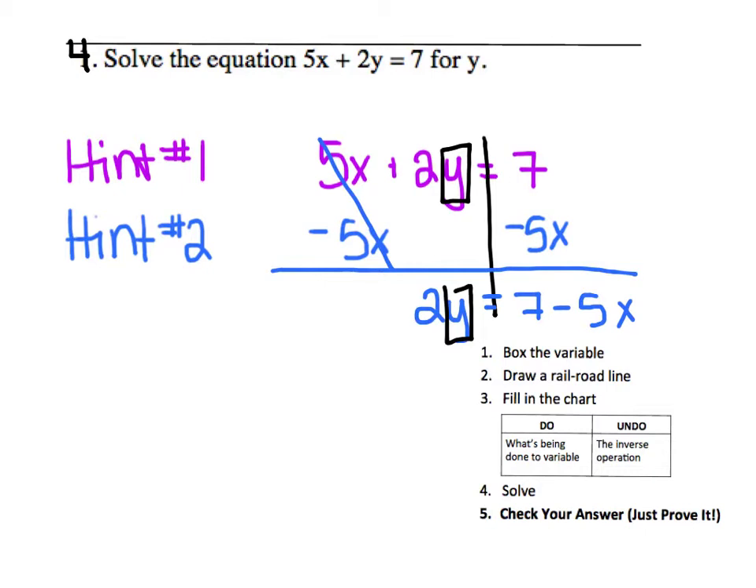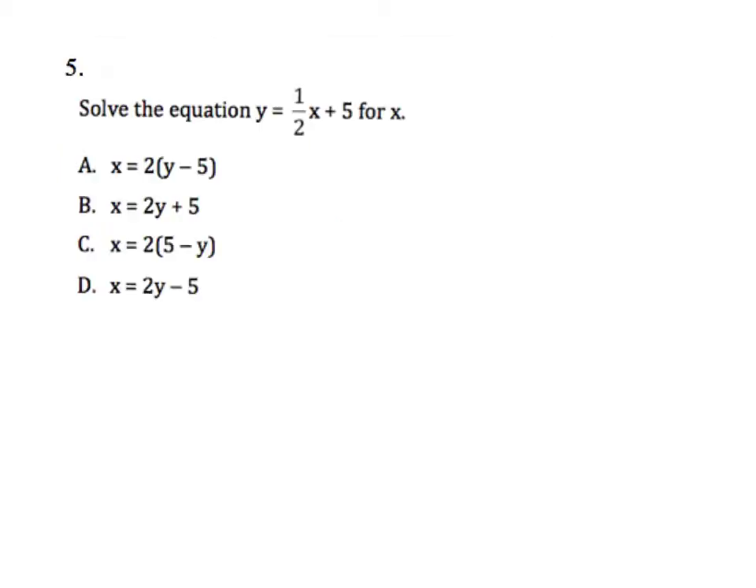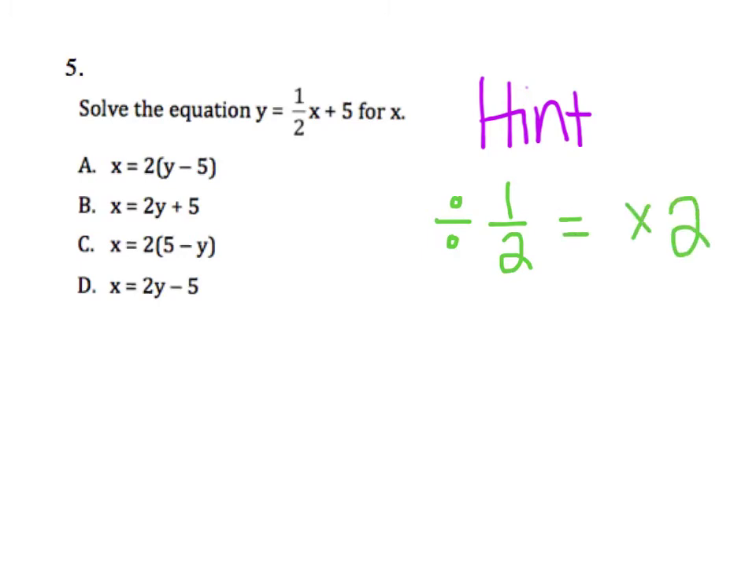Ready, pause. Alright, here's problem number 5. I'd like you to solve it on your own. Hit play if you need a hint. Ready, pause. Alright, here's your hint in this problem. Dividing something by 1/2 is the same as multiplying something by 2. Pause the video, solve problem 5, hit play when you're done.